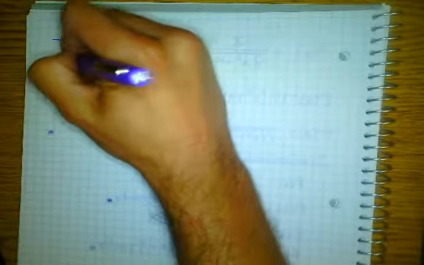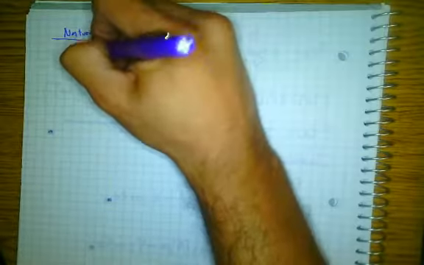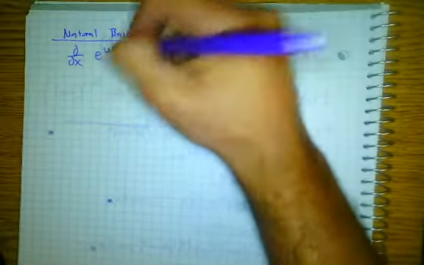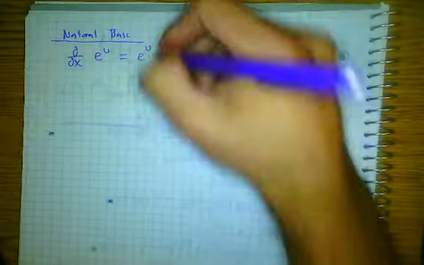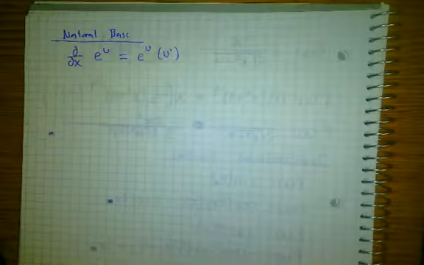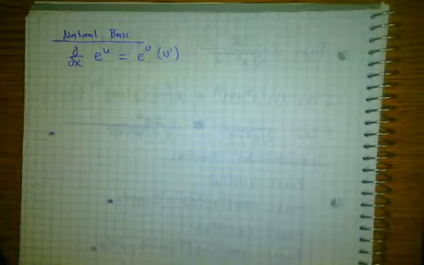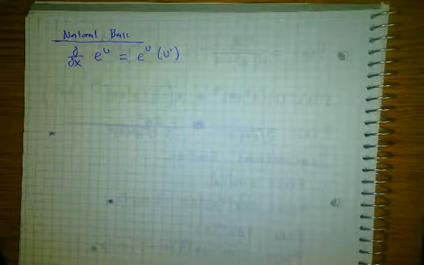Moving on to our next function that we got to talk about. And this is the following. The natural base. So if we talk about the derivative in terms of x of e to some power, so the natural base, right? You guys remember that one? That is going to be equal to e to the u times the derivative of u. Okay? The derivative of e to the u is equal to e to the u times the derivative of u.